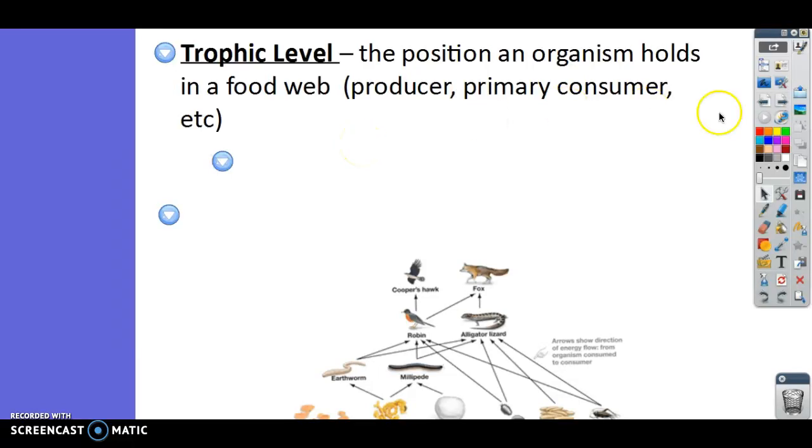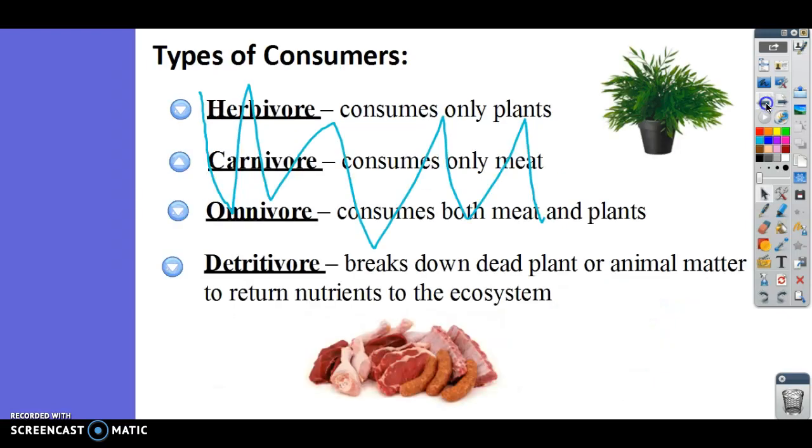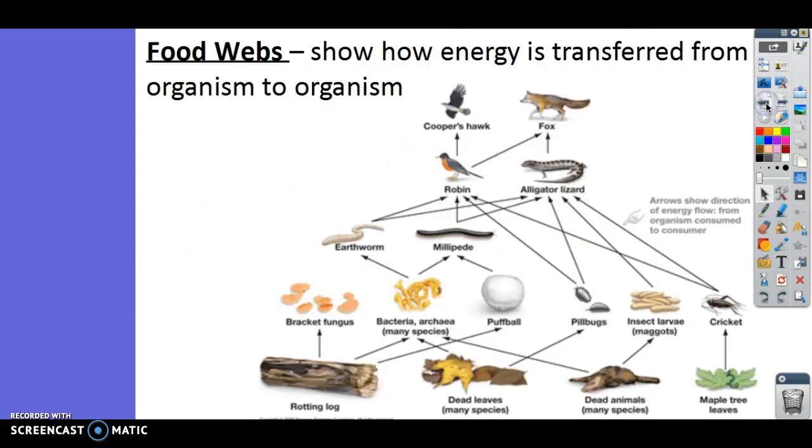Let's review a little bit. We've been talking about ecosystems and food webs, right? So we had talked about the fact that food webs show energy transfer. So let me go back to the food webs here. So they show the energy that's being transferred from one organism to another.